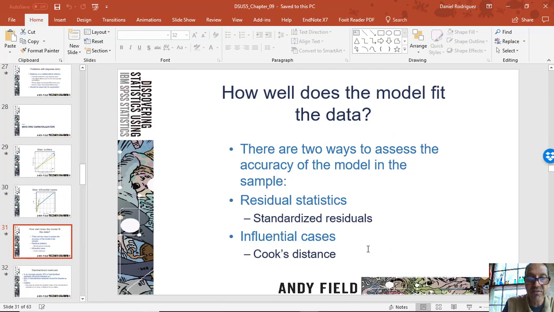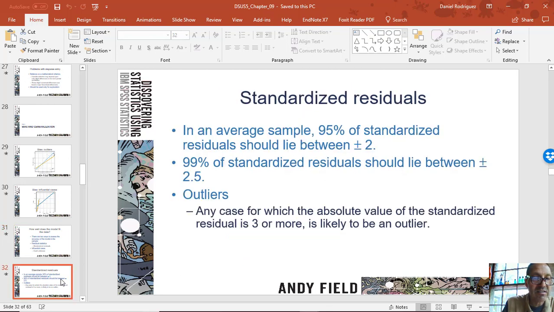So we can look at them in two different ways. One is something known as standardized residuals, and the other is Cook's distance. With standardized residuals, we calculate the residuals and standardize them, so it's like a Z distribution. One thing we know about the standard normal distribution is that 95% of all population values are within plus or minus 2 standard deviations of the mean. So you can always remember this heuristic about normal distributions.